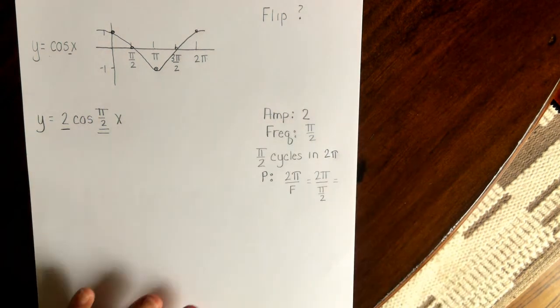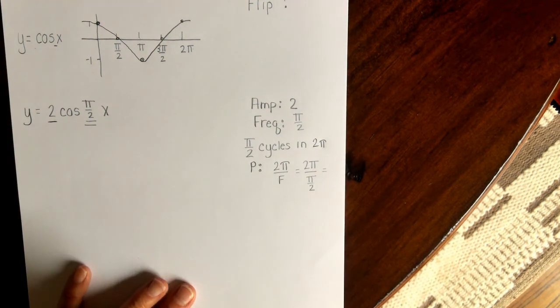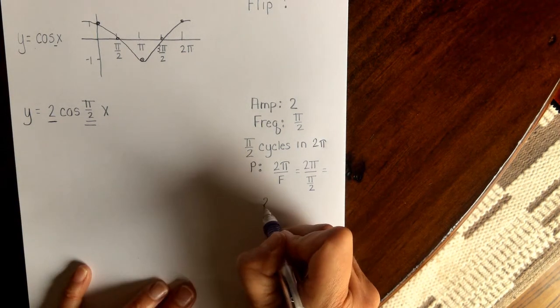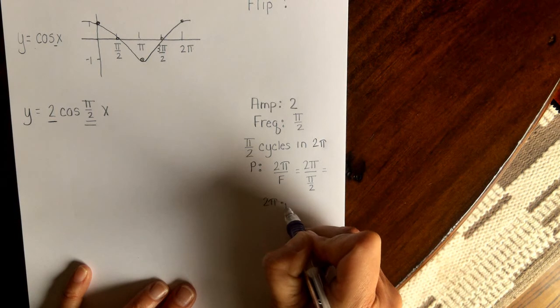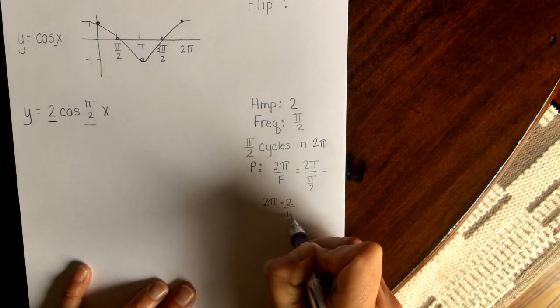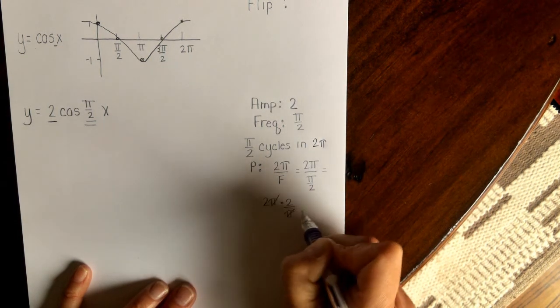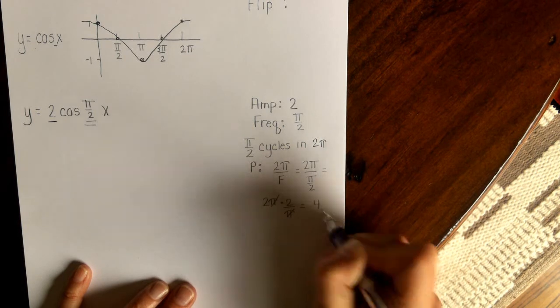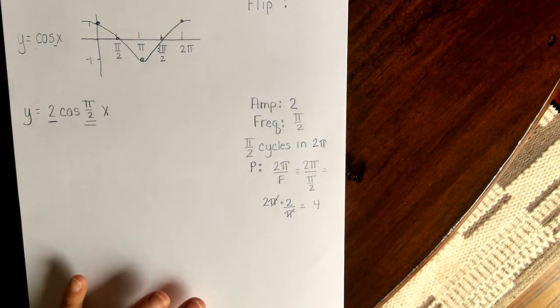If you divide by a fraction, remember that's the same thing as multiplying by the reciprocal. So I would take 2 pi, and this time I would multiply it by 2 over pi. The pi's cancel out, and my new period is 4.